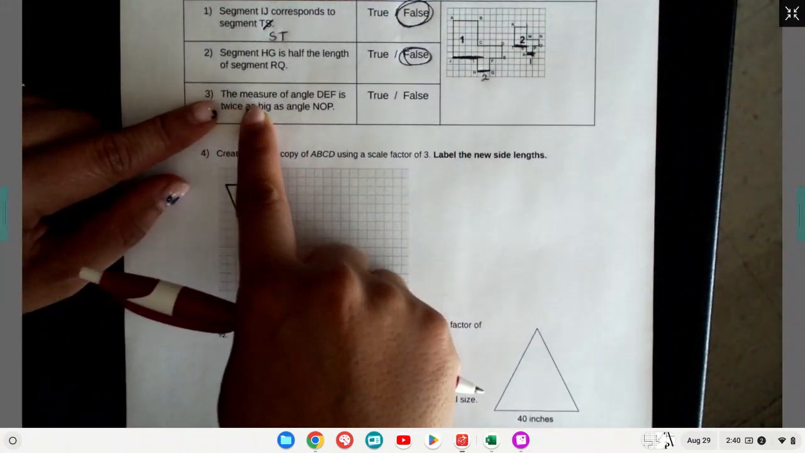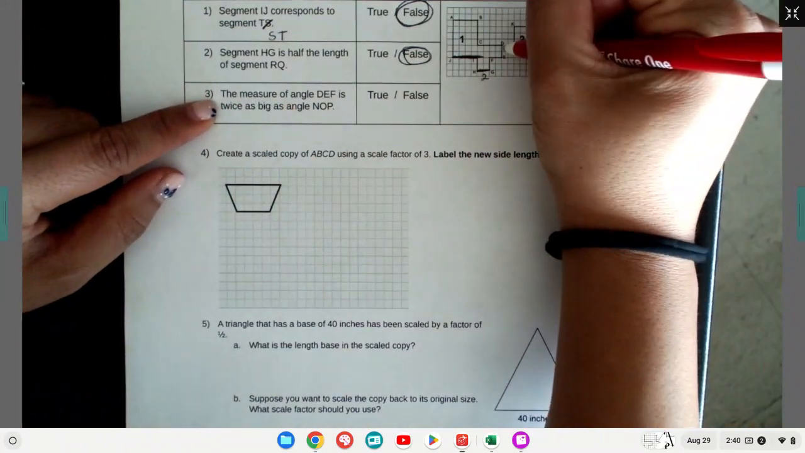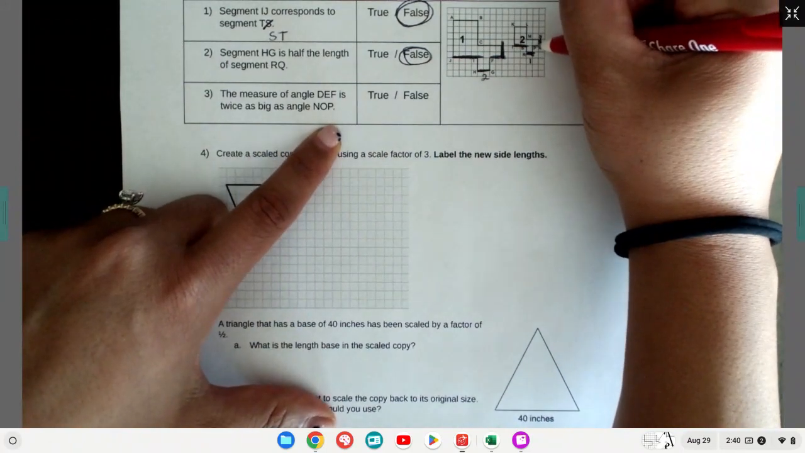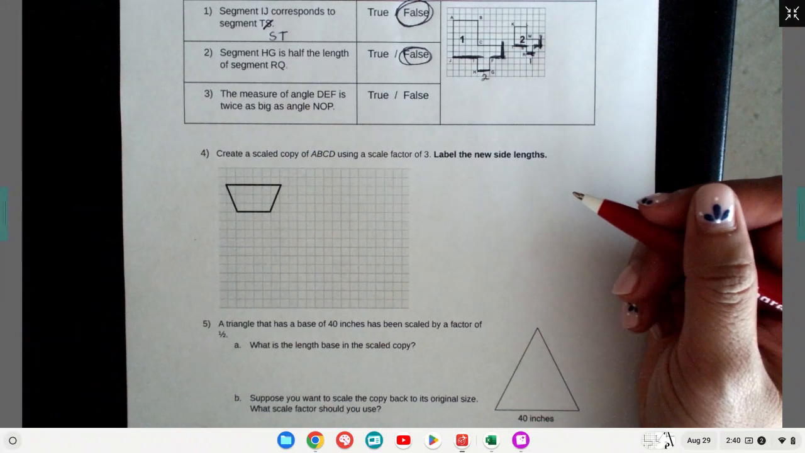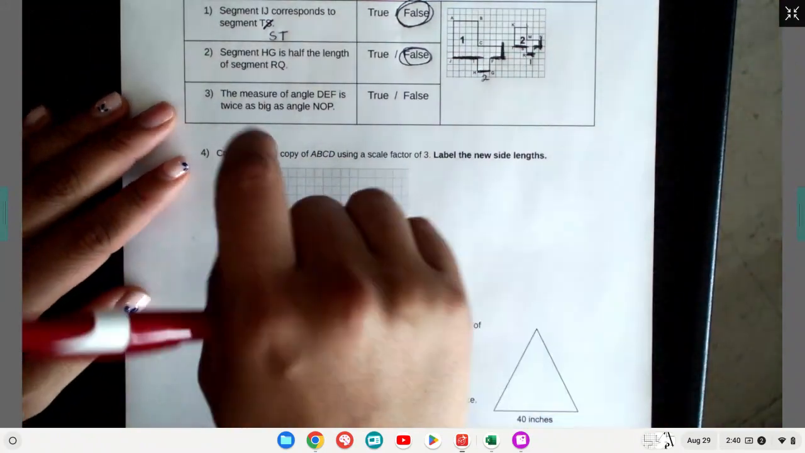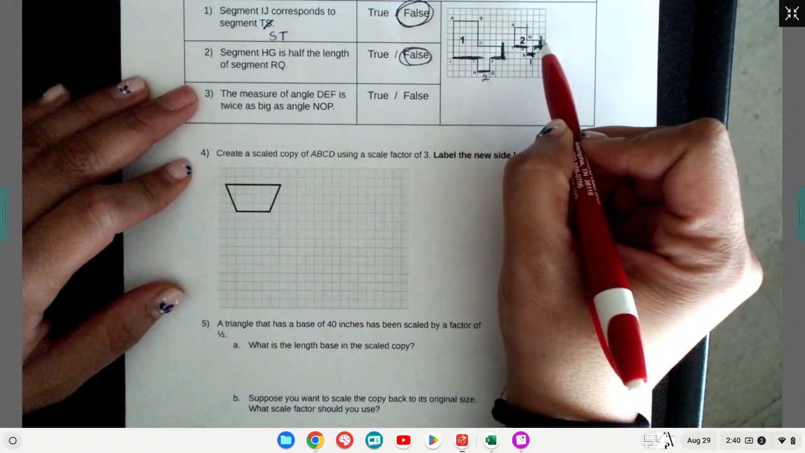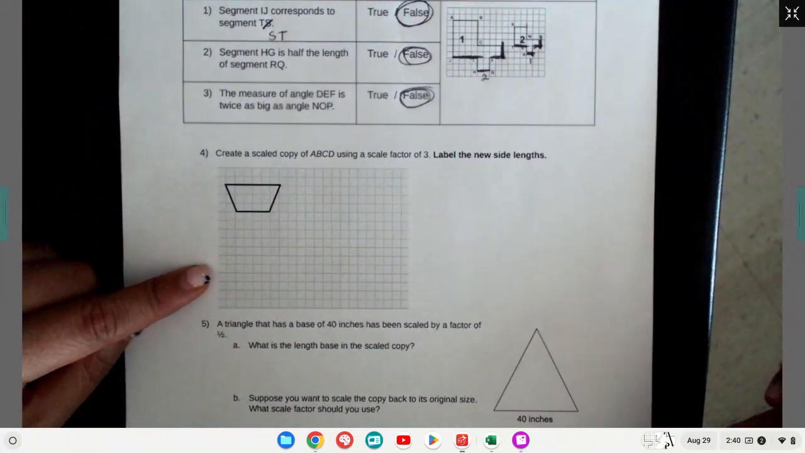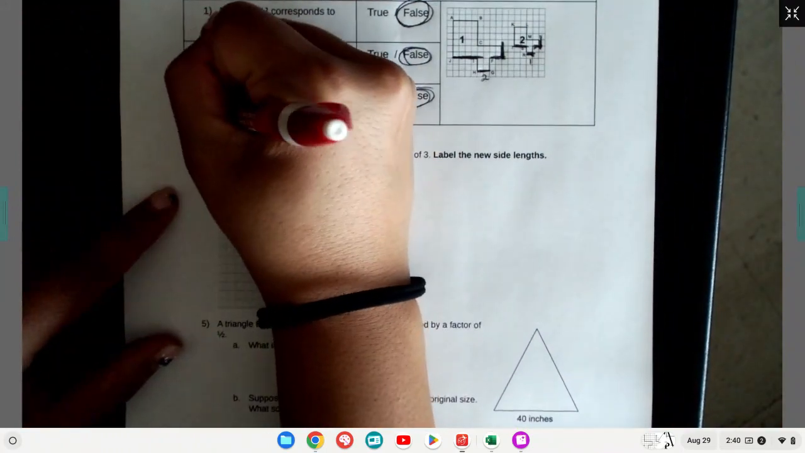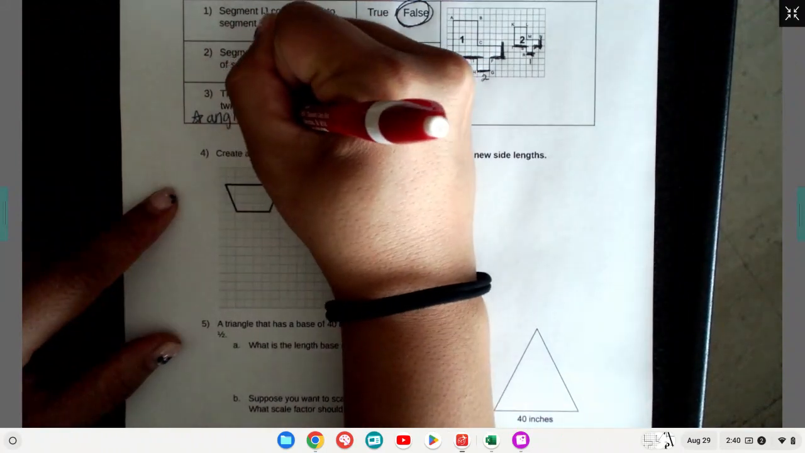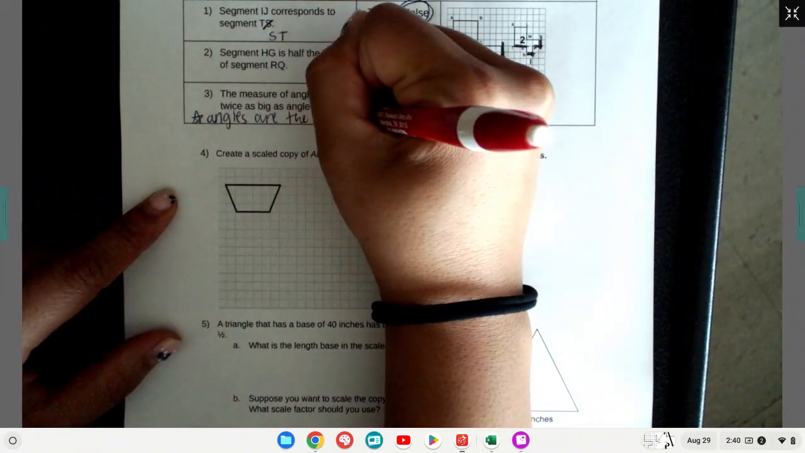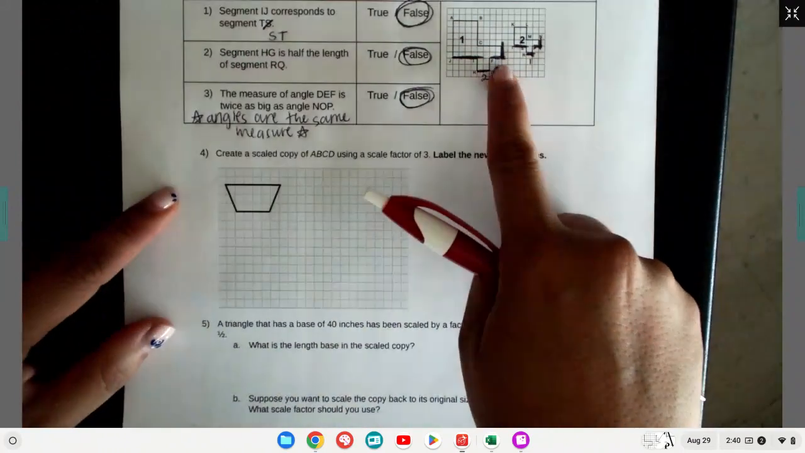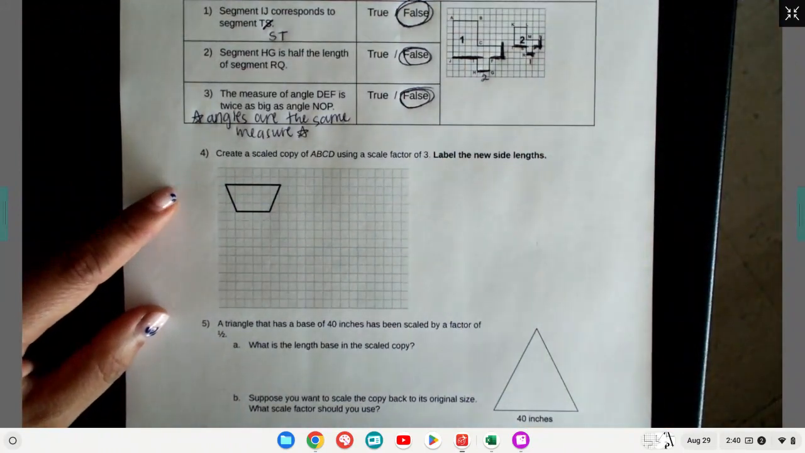And number 3, the measure of angle DEF is twice as big as angle NOP. So I know I'm talking about corresponding angles here. And remember, this is making a right angle, and so is this. So DEF is not twice as big as NOP. Remember, our angles are the same measure in scaled copies. So if this is 90 degrees, this also has to be 90 degrees.